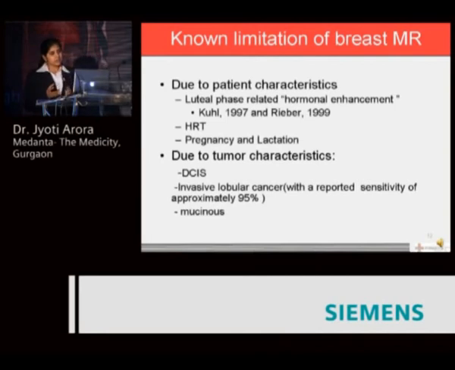And thirdly, we have the mucinous cancer. These are very well-defined cancers, so on morphology they mimic benign lesions. They have T1 hyperintensity as well as T2 hyperintensity. And because they're filled with mucin, they don't allow the washout of the contrast. As a result, they give type 1 curves, and that's the reason why we are unable to diagnose them on breast MRs.